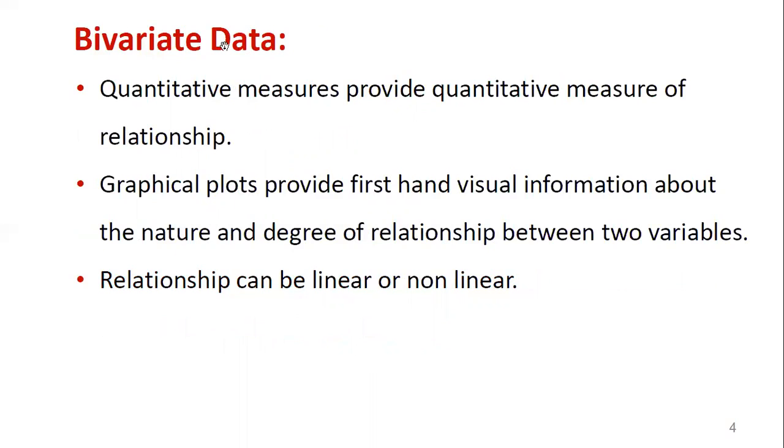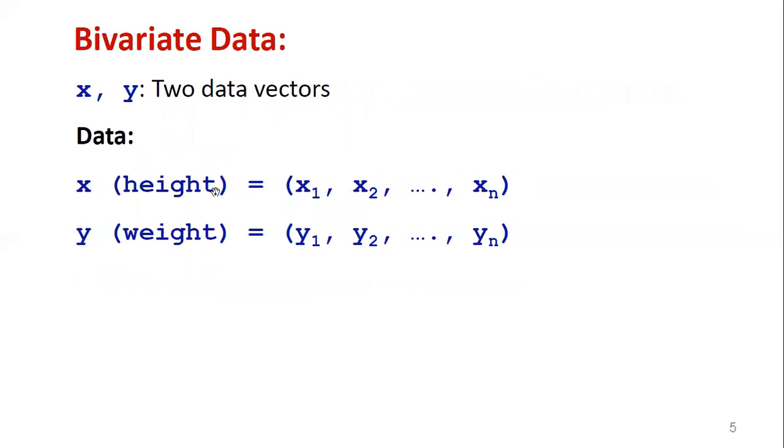Then first we will consider bivariate data. In this, quantitative measures provide quantitative measures of relationship. Graphical plots provide first-hand visual information, a graphical representation about the nature and degree of relationship between two variables, whereas the relationship can be either linear or non-linear. So this is about bivariate data.